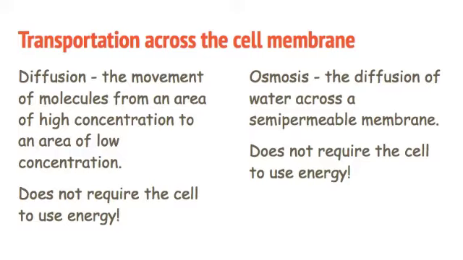Osmosis is a type of diffusion, but it's specific to water only, and it's water going across this semi-permeable membrane, which is what we call the cell membrane. It's semi-permeable because it allows some things in and out very easily, but other things, such as larger molecules of protein, would require some other energy and another form of transportation. So again, osmosis is just water going from an area of high concentration to an area of low concentration, and diffusion is any other molecule that might be able to move across the cell membrane without using energy.